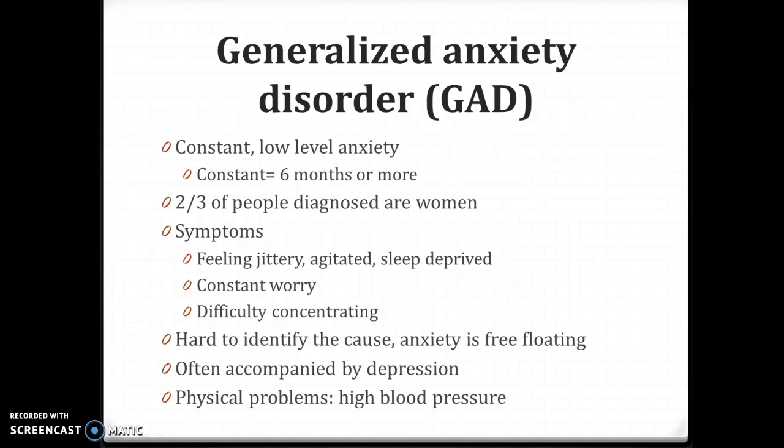Next is generalized anxiety disorder. And a lot of these disorders you'll see abbreviated by their initials, and that's the same thing with this one. Generalized anxiety disorder is a constant low level anxiety. Constant meaning happening all the time for 6 months or more. At that point, it would be considered generalized anxiety disorder. Around 2/3 of the people who are diagnosed with generalized anxiety disorder are women. And the symptoms of this disorder are things like feeling jittery, feeling agitated, sleep deprived, constantly worrying, difficulty concentrating.